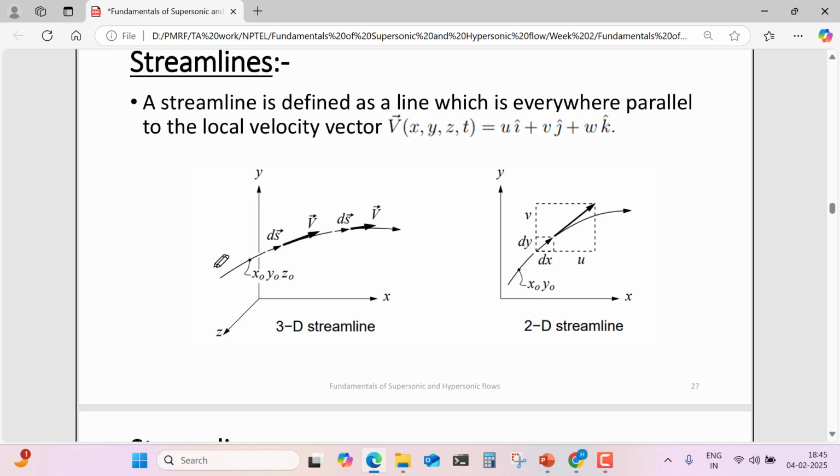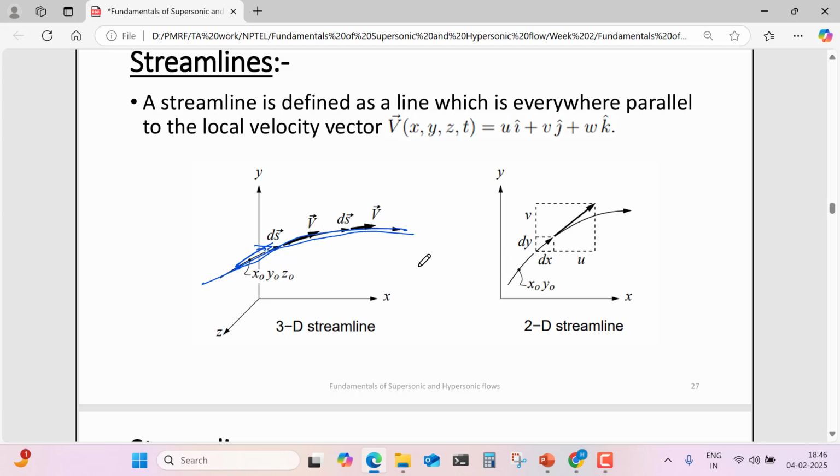So it is a line which can be made by joining the points which have velocity tangential to that line. So let's say this is the streamline. At every point of this streamline, velocity will be tangential to this line.